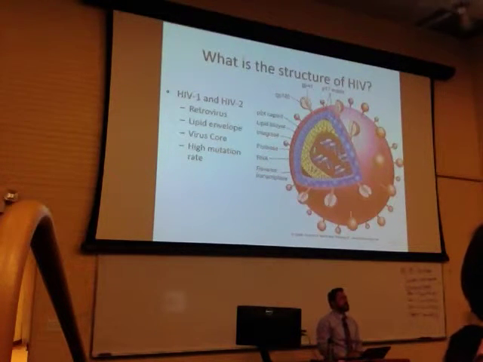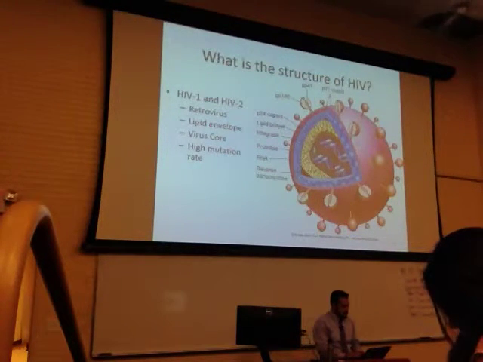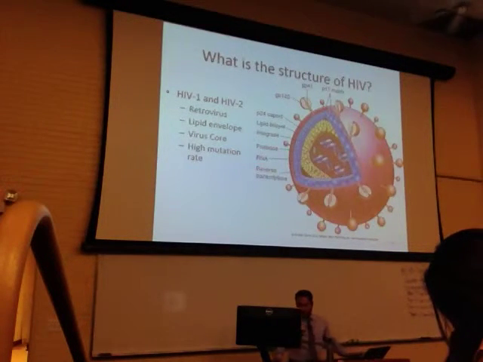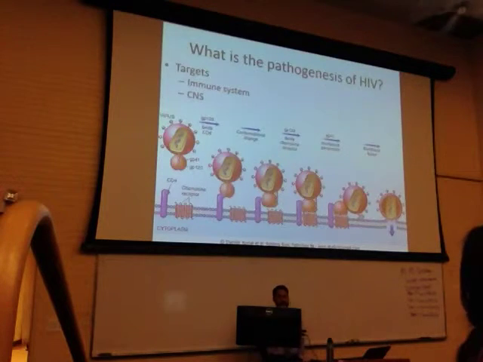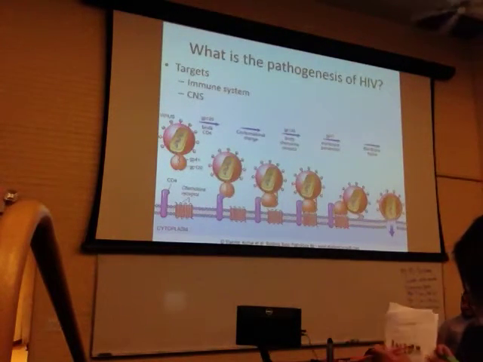It has a super high mutation rate. I think everybody knows this now. It has a higher mutation rate even than the flu virus. And the data that I actually want to talk about is this pathogenesis of HIV. It targets the immune system, and the way that it gets in is actually quite clever.